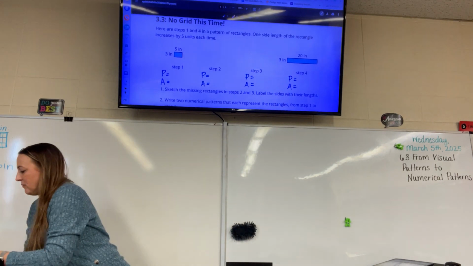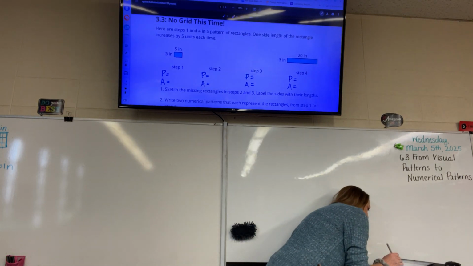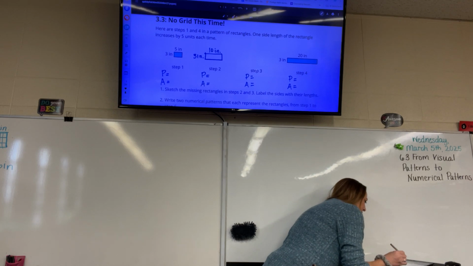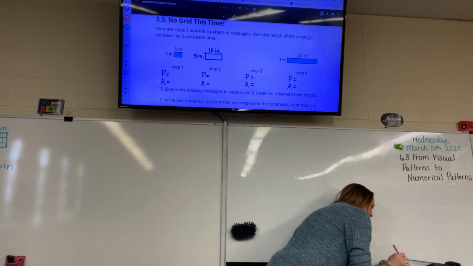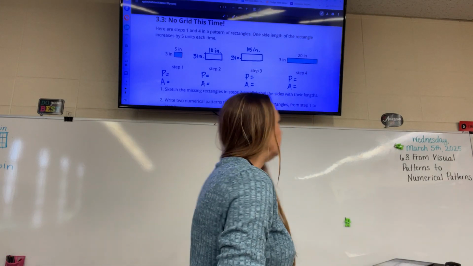So let's draw them now. Okay. And so I'm going to try to make this one about twice the size of the first one. Then I'm going to write 3 inches and 10 inches. For the next one, for step 3, I want it to be about the size of those 2 combined. So 15 inches on top, make sure you label them, and 3 inches on the side. You guys draw those? Okay.